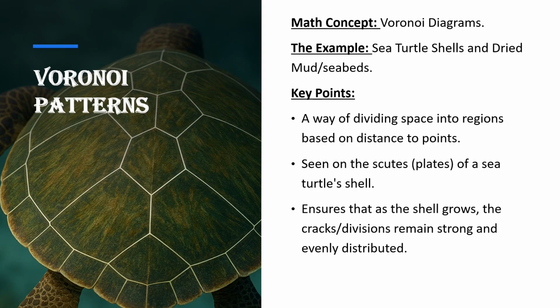It's well said, patterns are nature's beauty. Now look at the Voronoi pattern. Voronoi diagrams are commonly seen on sea turtles and dried mud, a way of dividing space into regions based on the distance to points, seen on the scutes of a sea turtle shell. It ensures that as the shell grows, the cracks and divisions remain strong and evenly distributed.